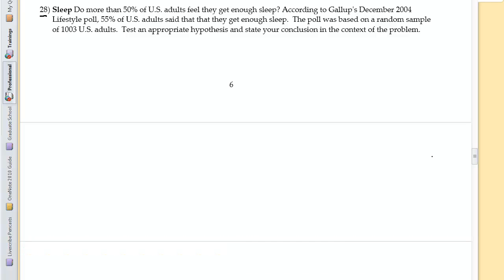Alright, so here we go, doing question number 28. The idea is: do more than 50% of US adults feel they get enough sleep? I like highlighting these types of problems. This is the research question, which is really nice. And here, the "more than" gives us an idea of what our alternative hypothesis is going to be.